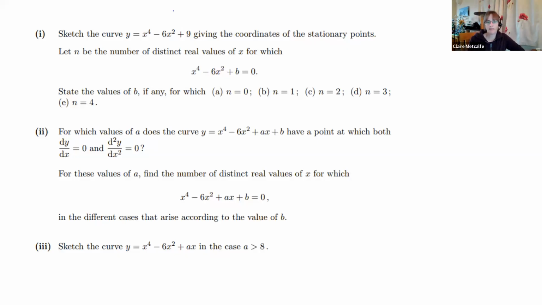Hello, today we're going to look at assignment 13 of the STEP support programme. This is a graph sketching question, which has got 3 parts. They're all linked to the previous part.